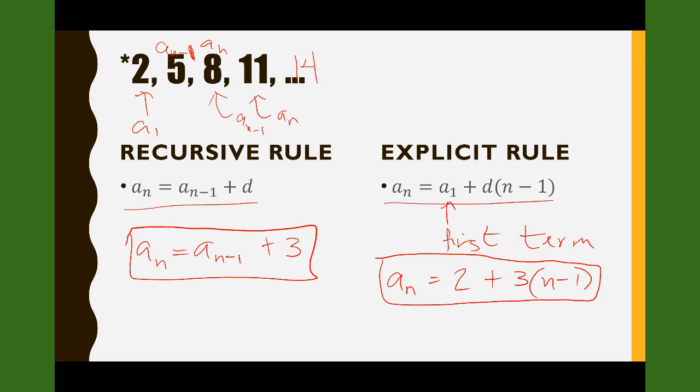So for the explicit rule, all we have to do then is replace n by 293. We're actually looking for A sub 293. That just means the 293rd term or the 293rd number. Replace n by 293 and solve. Use your calculator, guys, and you should get the 293rd number in a much shorter way than if you added 3 each time.